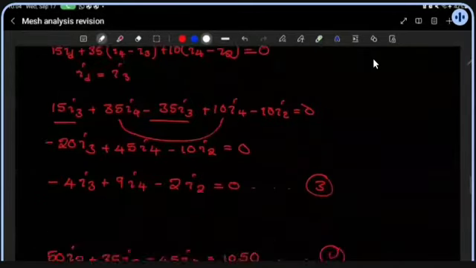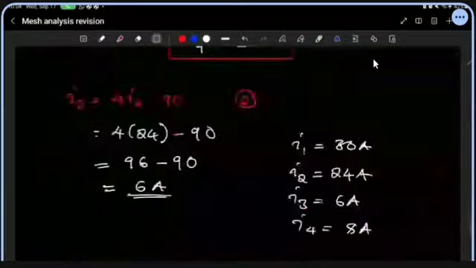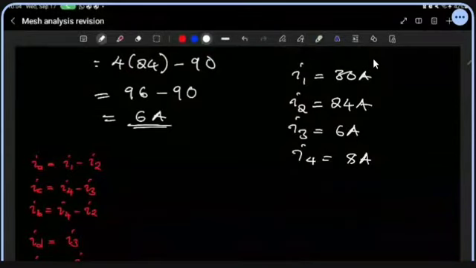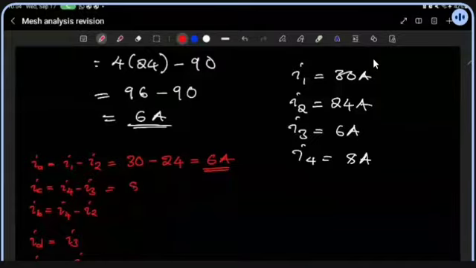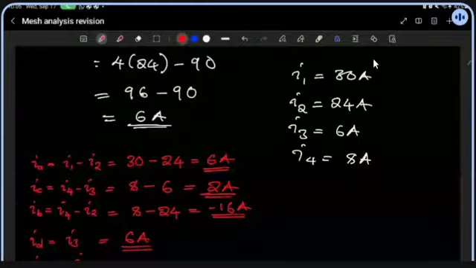Knowing these, we can now easily get the branch currents that they wanted. So from here, we see that I1 minus I2. So it's 30 minus 24. The branch current here is 6 amps. Next, I4 minus I3. I4 is 8. I3 is 6. We get 2 amps. Next, I4 minus I2. That's 8 minus 24. Giving us minus 16 amps. ID is equals to I3. I3 is 6 amps. IE is equals to I4. We have 8 amps.